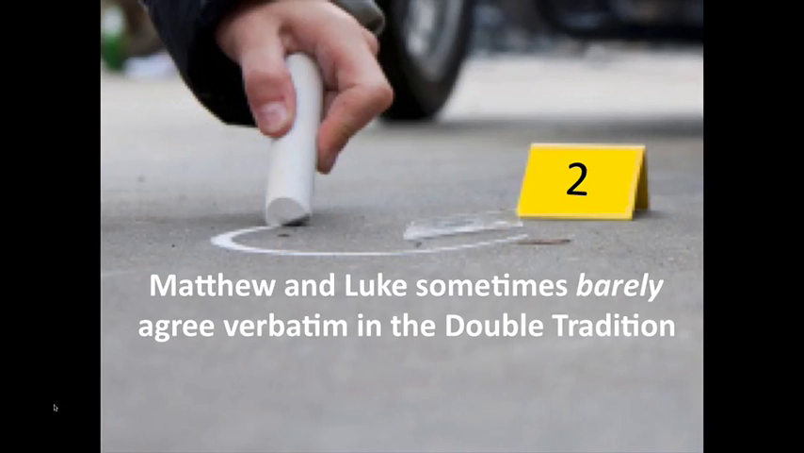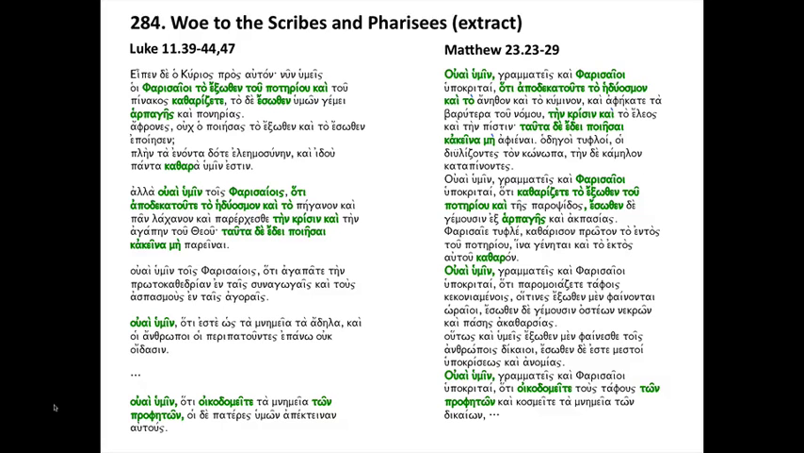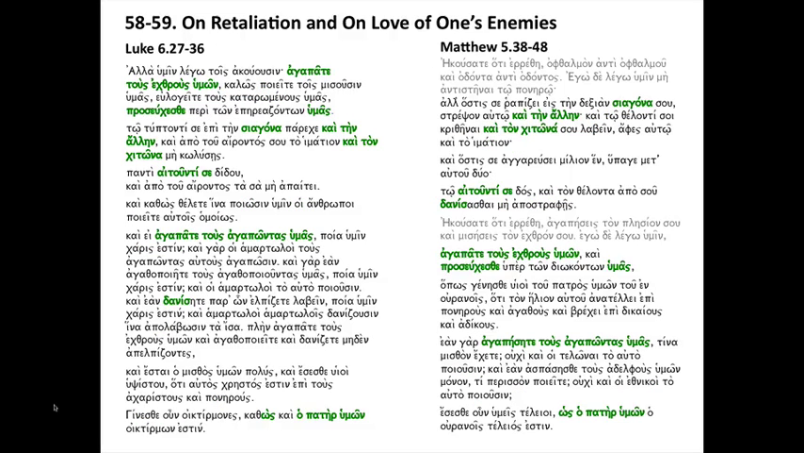Here's our second piece of data. It's that Matthew and Luke sometimes barely agree verbatim in the double tradition. So here are some very different sorts of passages. In Woe to the Scribes and the Pharisees, you can see that although Matthew and Luke are talking about the same subject, they use a very different vocabulary. Similarly, in On Retaliation and On Love of One's Enemies, something else is going on here, and whatever is going on, it isn't straightforward copying between Matthew and Luke.